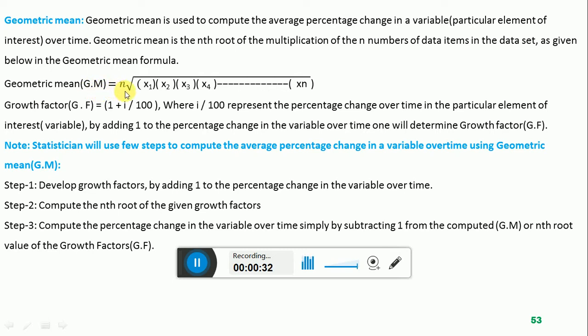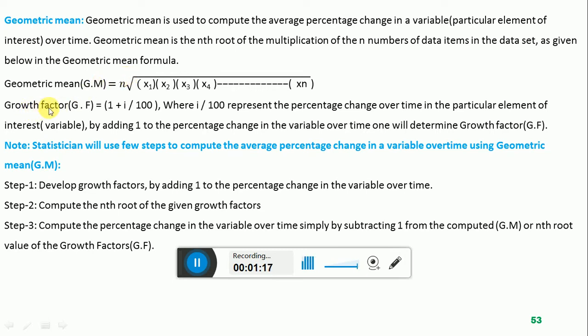Geometric mean is equal to the nth root of the product of the n data items, where x1 defines the first data item, x2 defines the second data item, x3 defines the third data item, and so on. Xn defines the nth data item of the data set. So from this formulation, students, it is very clear that all the data items are in multiplication form. We will multiply all the data items and then compute the nth root, where n defines the sample size, that is, how many data items the data set carries.